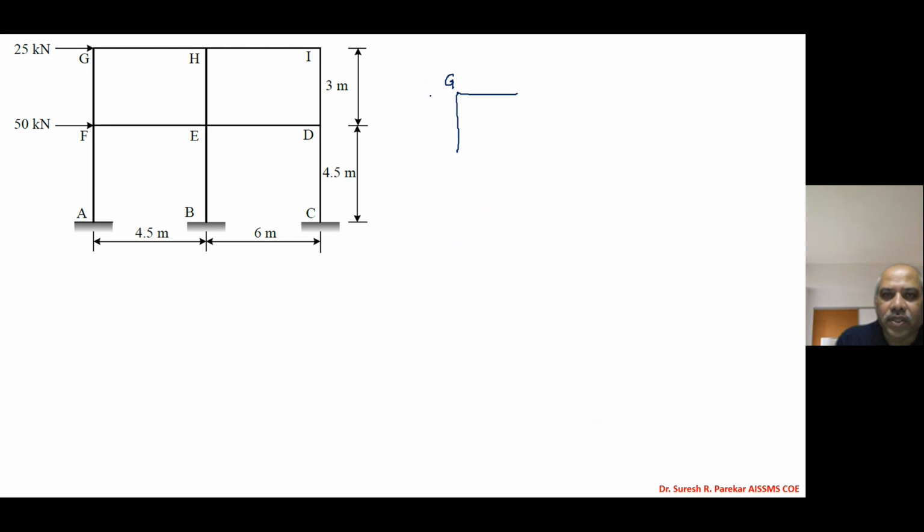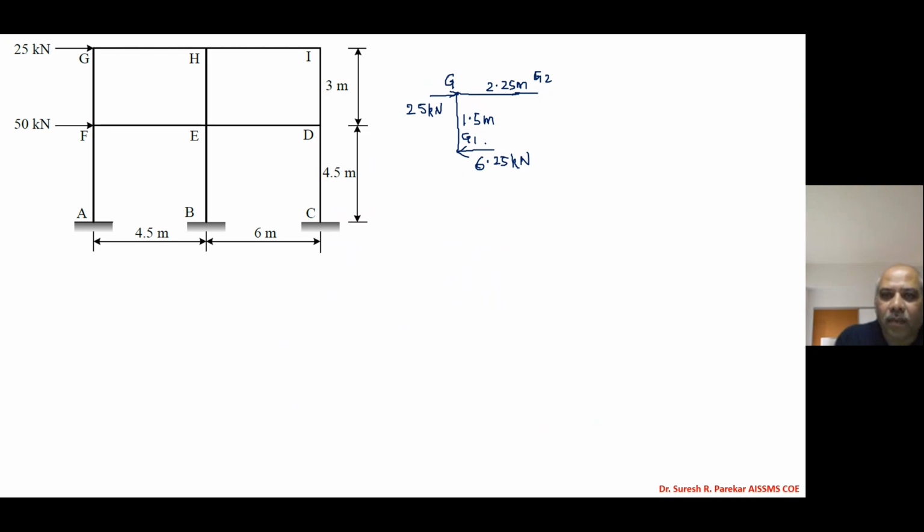Now the force at this G is 25 kilonewton. Then what we calculated is 6.25 kilonewton. This is the mid height of the column, so we have 1.5 meter. This is the mid span of the beam, so we have 2.25 meters. This point is G2, and this point is G1.